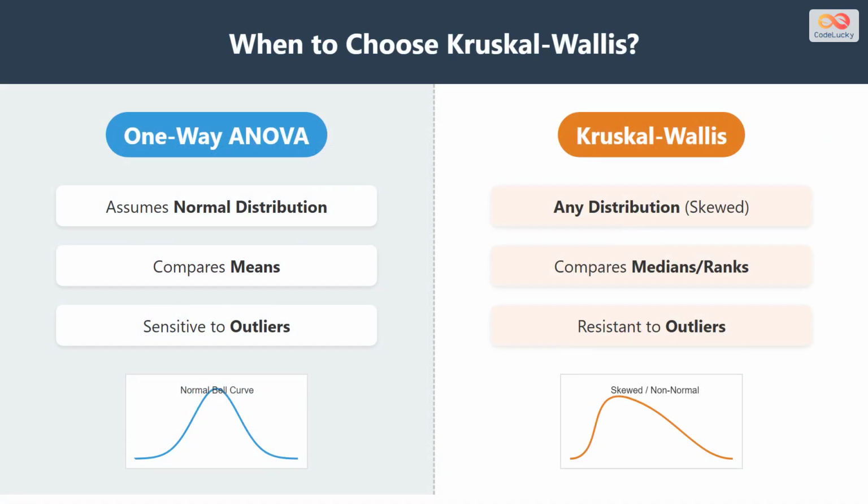When should you choose Kruskal-Wallis over ANOVA? On the left, we have the standard ANOVA. It assumes your data follows a nice, bell-shaped normal curve, and it is very sensitive to outliers. On the right, we have Kruskal-Wallis. It works with any distribution, even skewed ones, and because it uses ranks, it handles outliers much better.